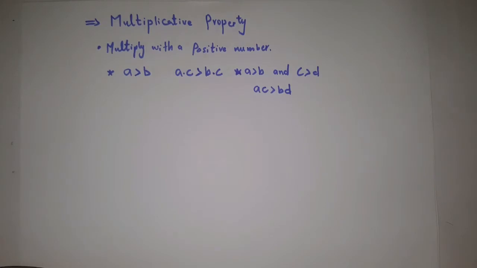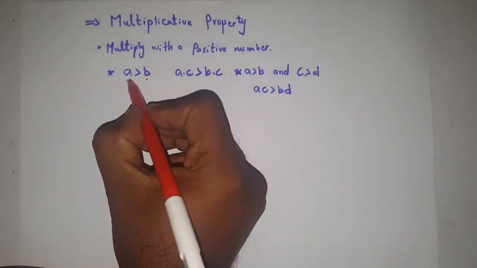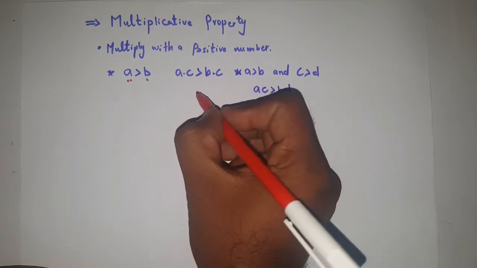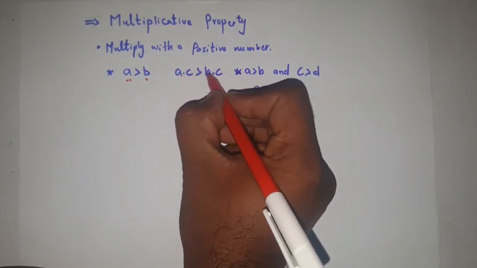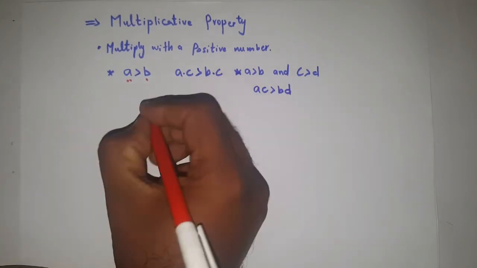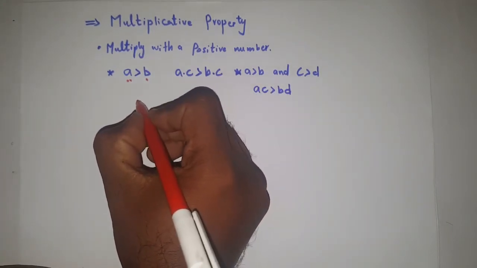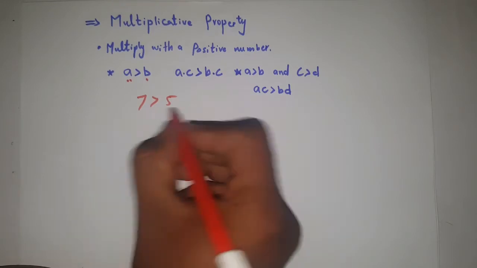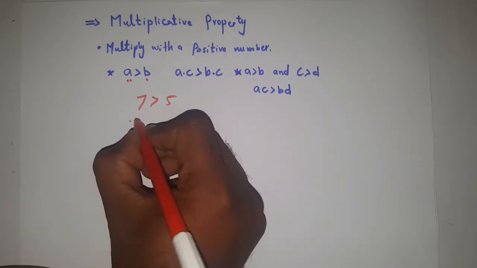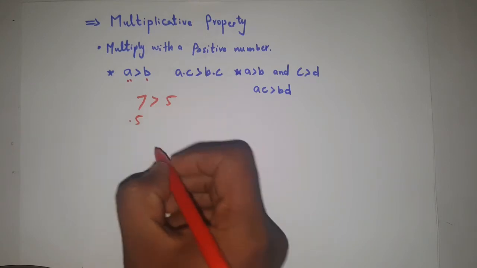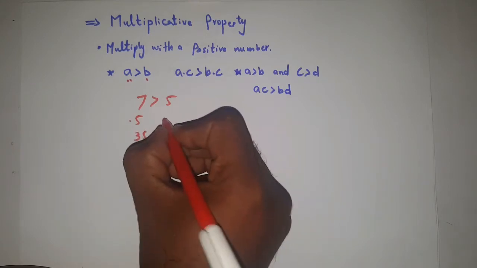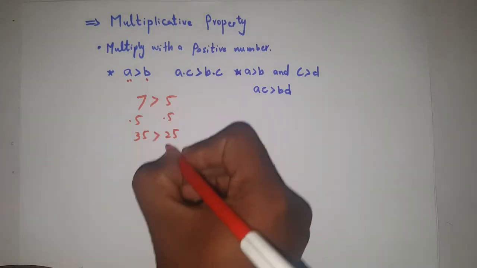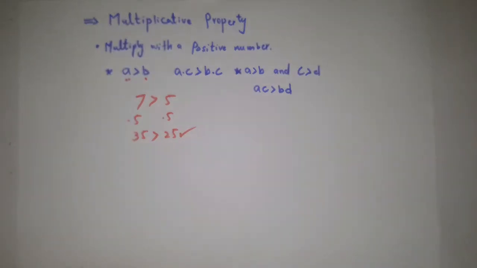This property says that if A is greater than B and we multiply a number C on both sides, then the inequality is still true: A times C is greater than B times C. If we have the inequality 7 is greater than 5, and if I multiply both sides by 5, 7 multiplied by 5 is 35, and 5 multiplied by 5 is 25. 35 is greater than 25. The statement is still true.